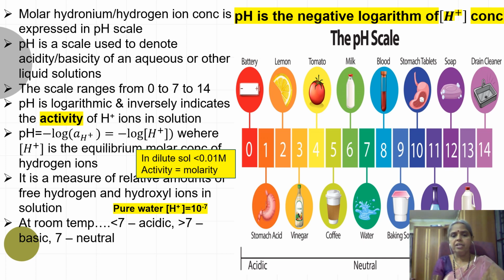You can see here a number of substances that we come across in our day-to-day life, and their pH is also mentioned. Stomach acid pH is 1, battery acid pH is 0. Come to this side, your drain cleaner and soap, their pH is alkaline or basic. Drain cleaner pH is 14, soap pH is 12. Coffee has a pH of 5. This is the scale from acidic 0 to basic 14. But remember, pH of less than 0 as well as greater than 14 is also possible.